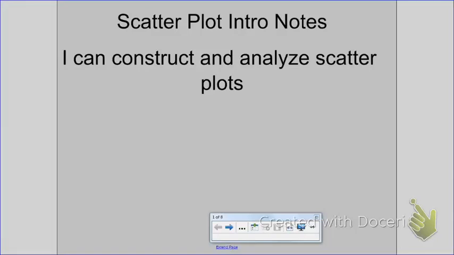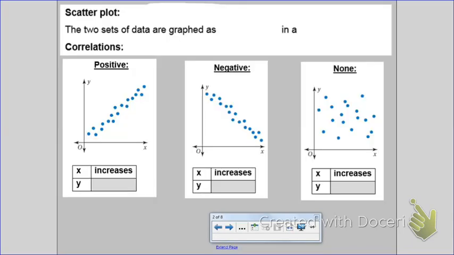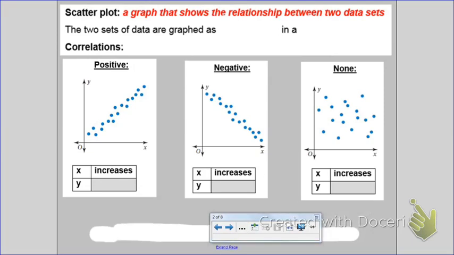Hi everyone, this video is to give you a little introduction to scatter plots. Some of you may have looked at scatter plots in the past, so this is to refresh your memory. A scatter plot is a graph that shows the relationship between two data sets. The two sets of data are graphed as ordered pairs in a coordinate plane.